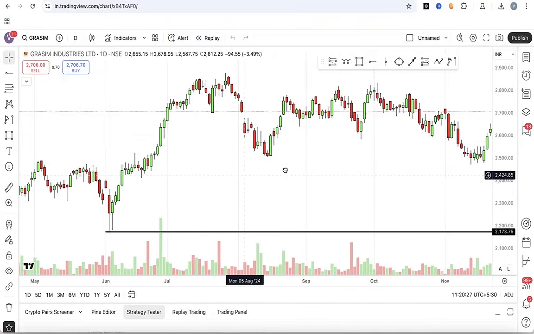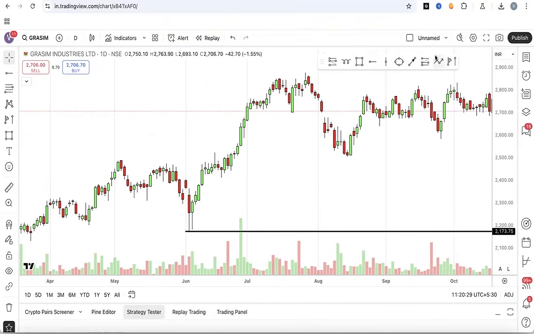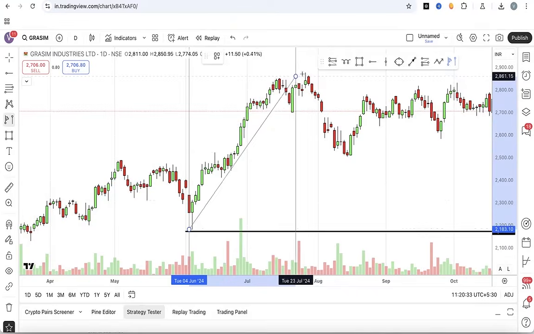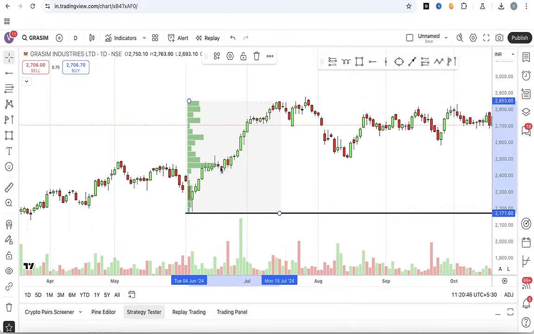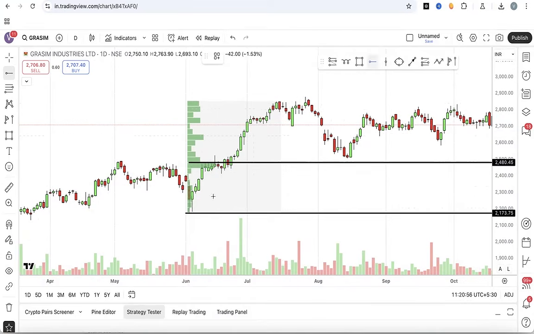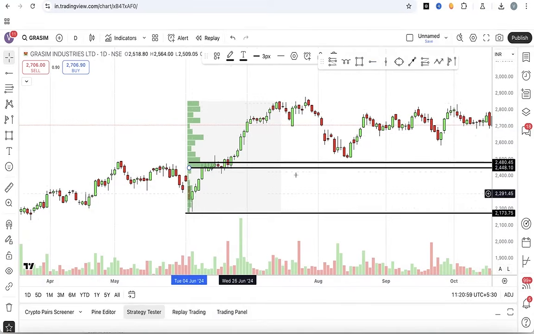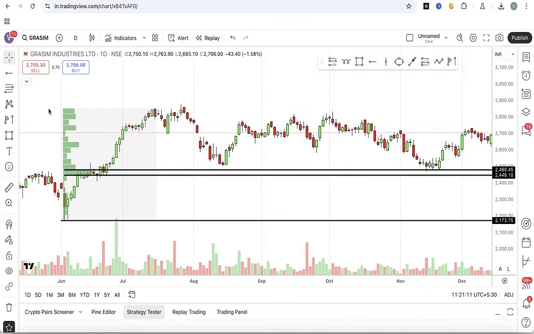So by understanding volume profile, what you could have done is draw from one swing to another swing and look for the highest volume bar. You can see that somewhere here there is a highest volume bar. What you could have done is mark that level and wait for price to reach it, and when price comes to that level, most of the time price can take support.